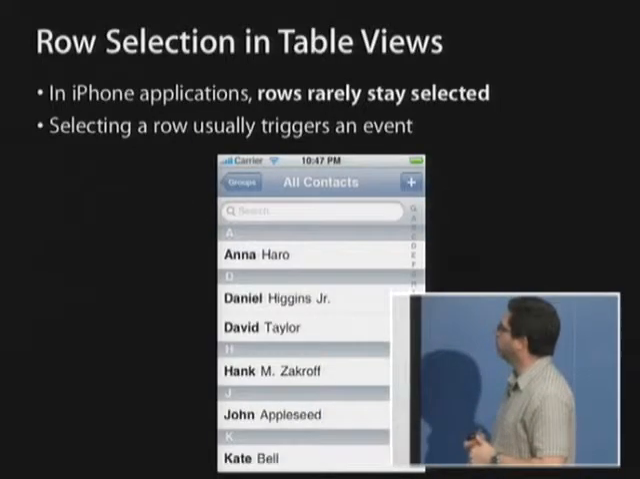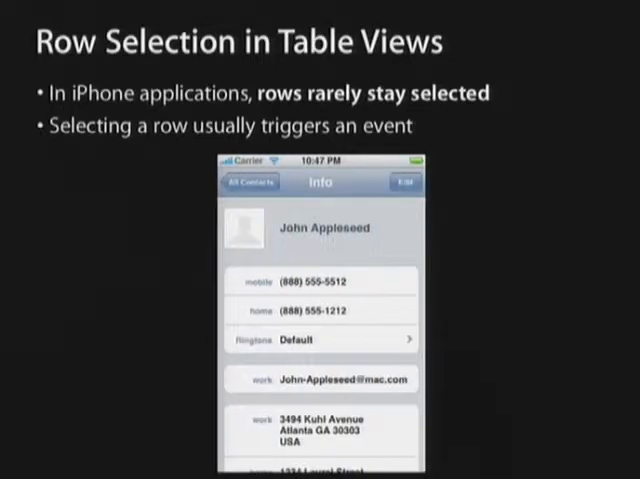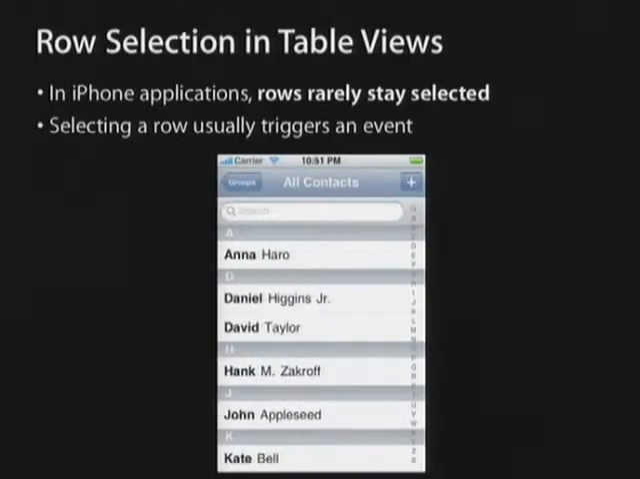So here's a little video. We've clicked on all contacts there. We've clicked on something that's caused the action of pushing in a new view controller. And then I think the video for some reason didn't show it, but table view controller automatically manages fading that selection out when you hit the back button.